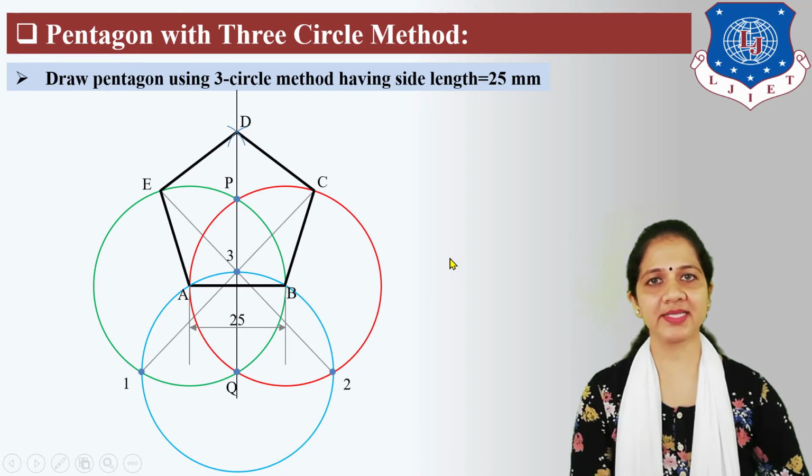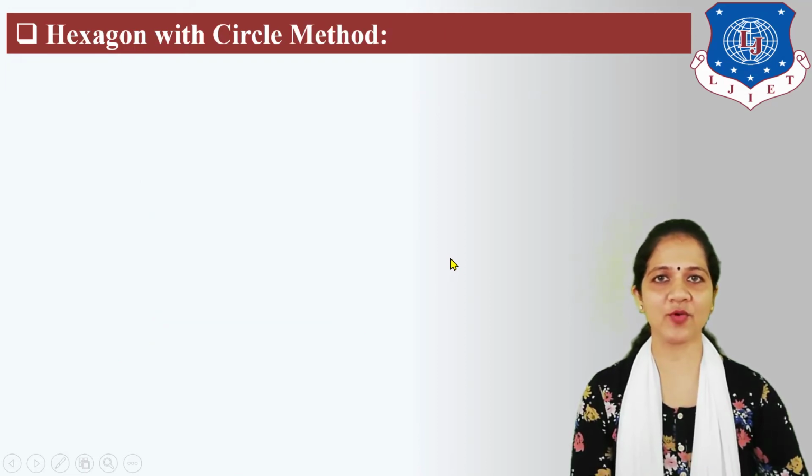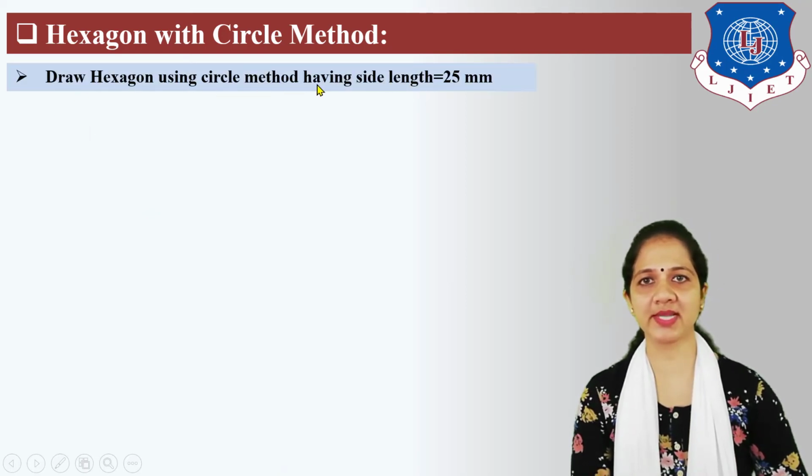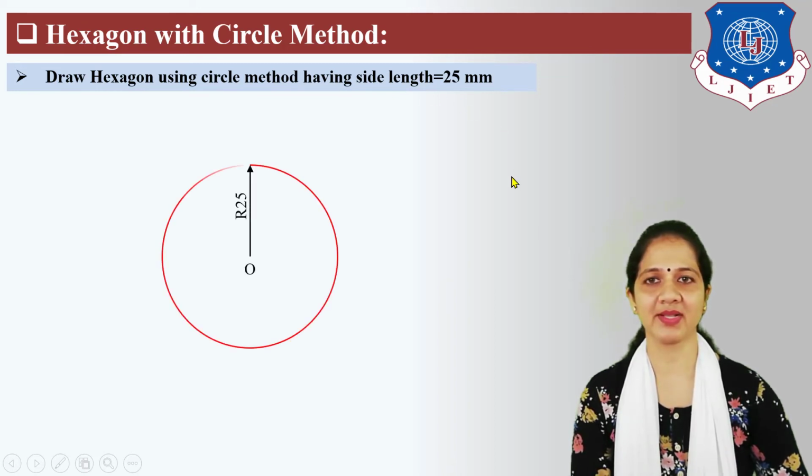Next, let us understand the hexagon with the circle method. Draw a hexagon using the circle method having side length equal to 25 mm. First draw a 25 mm radius circle. Draw the horizontal diagonal. Mark here points A and D.